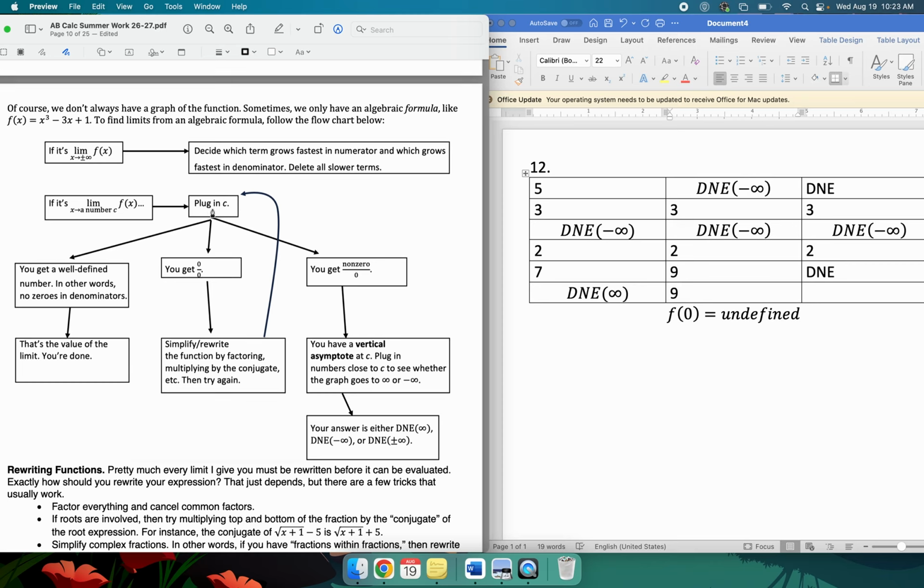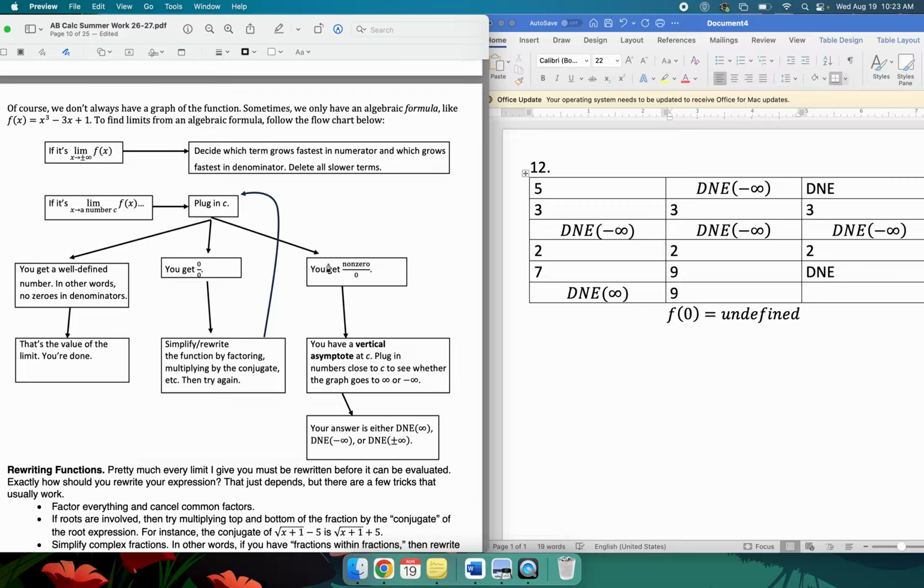Instead, what will most often happen is you'll get 0/0. Okay, 0/0 simply means that you have to simplify or rewrite the function. And how you simplify it just depends upon the problem. Could be factoring the top and bottom of a fraction and canceling common factors, or it could be like multiplying by the conjugate or something. But at any rate, you need to simplify the function, and then you go back to this step and try again, okay? And try plugging the number in again. And hopefully this time when you plug in the number c, you don't get 0/0 again. If you do, then you have to simplify it even more.